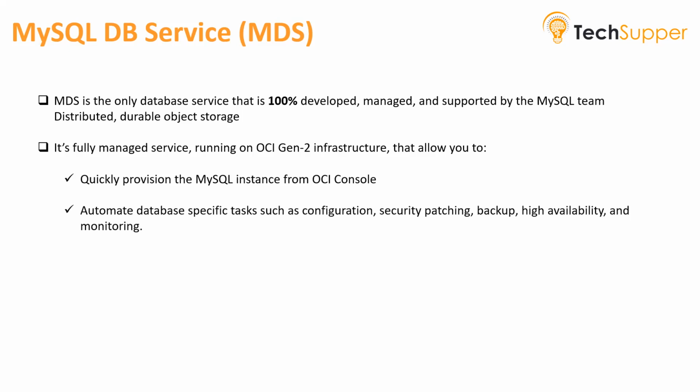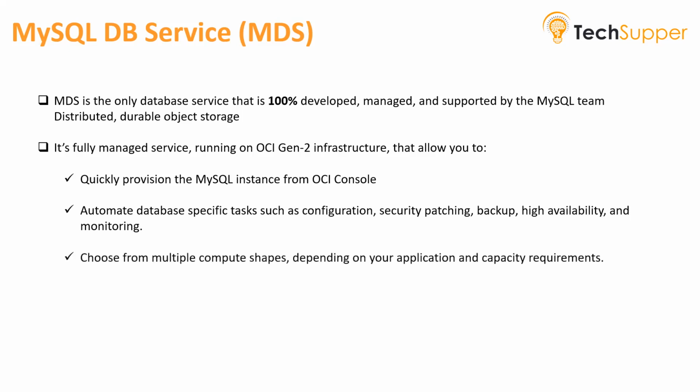It automates database specific tasks such as configuration, security patching, backups, high availability, and monitoring, which reduces administrator tasks. You can choose from multiple compute shapes depending on your application and capacity requirements. If you want a two OCPU machine with 30 GB memory, you simply use that compute shape and your MySQL service will be deployed on that. And as and when you require, you can change the compute shape and you will have more resources available.